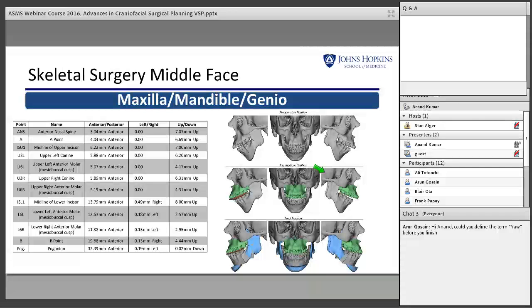But knowing what you want to do, just simply doing it digitally makes it much faster. And you can see these are huge motions. I mean, if you look at B point, we're moving 19 millimeters. If you look at Pogonion, we're moving 32 millimeters. This is by no means small motion.